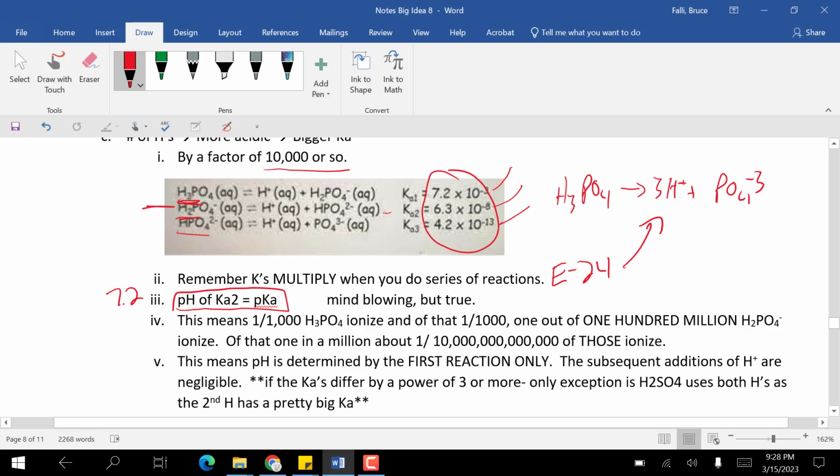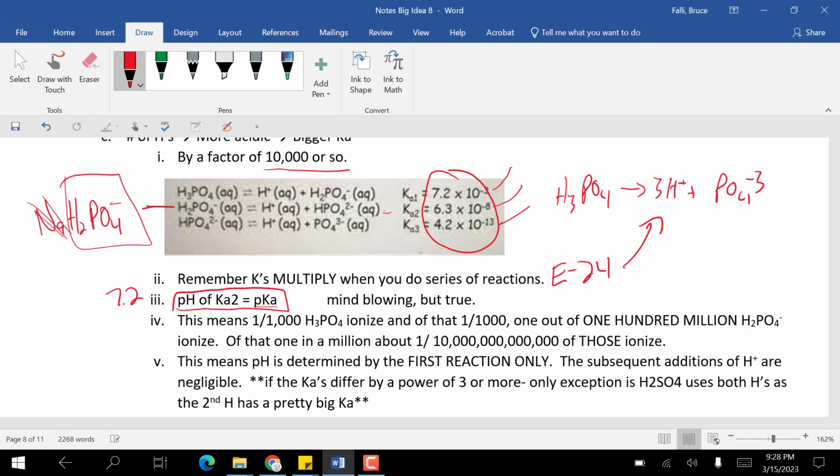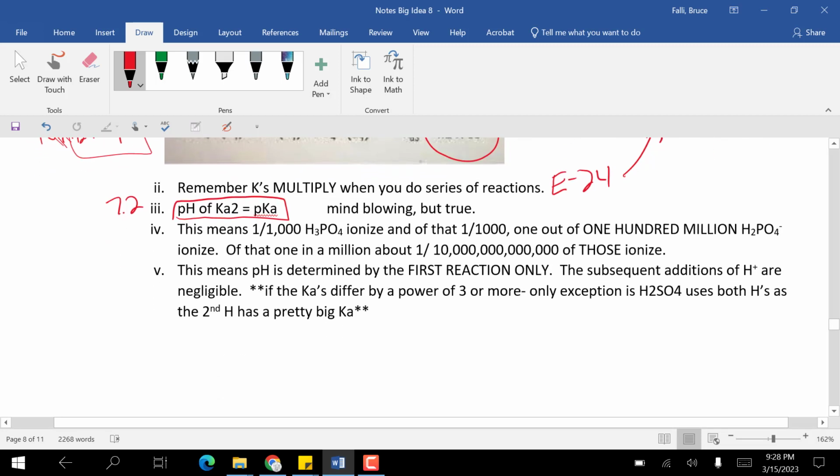pH of Ka2. How could I get just HPO4 negative? So the way I could do that is I could have NaH2PO4, right? And Na I would ignore, but that would be my source of just HPO4 negative ions. Okay, so that tells you that it really doesn't happen.